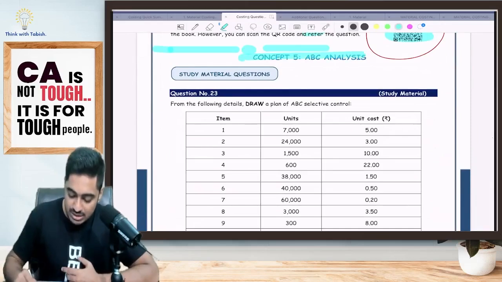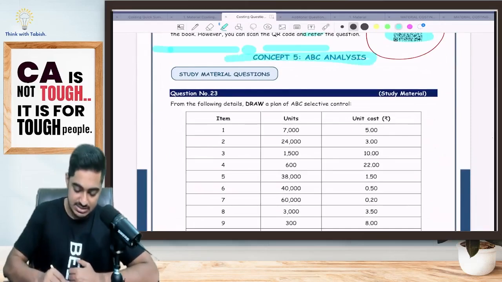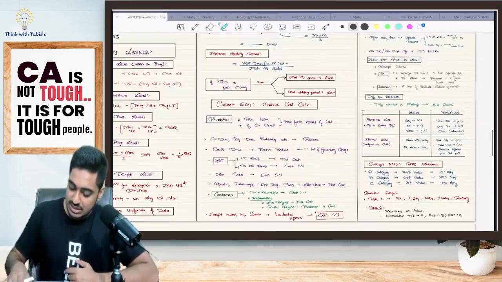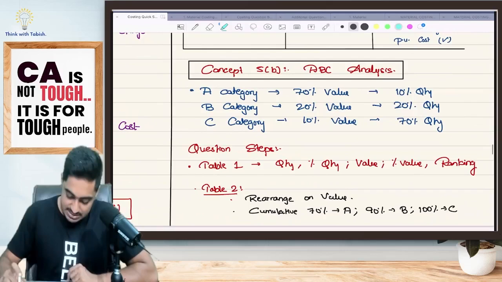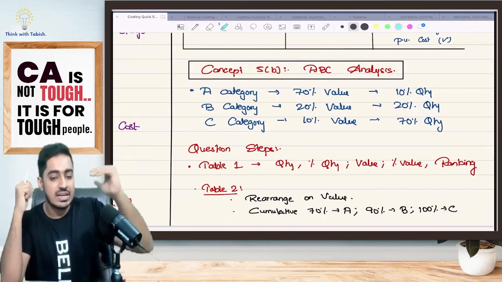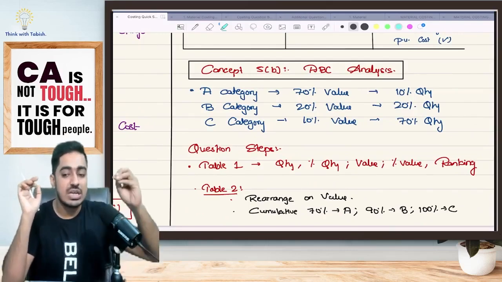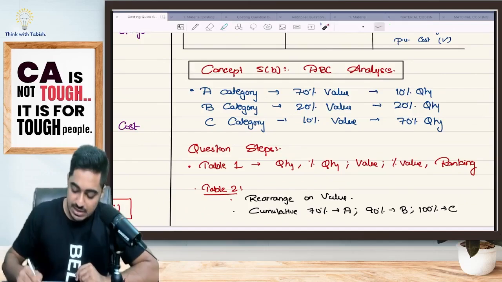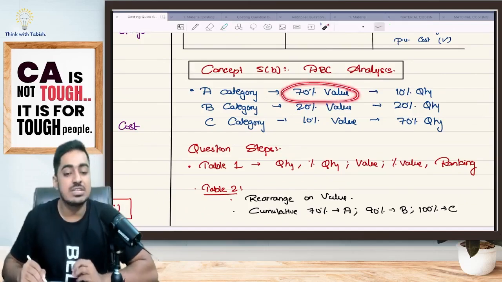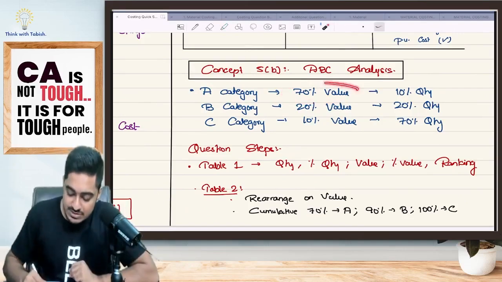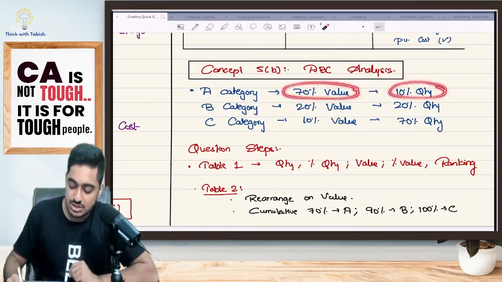Next, we are going to the next concept, which is ABC analysis. Let's quickly summarize the concept. Sir, there is nothing in this concept. ABC analysis tells that I will classify my items in stores into A category, B category, C category. What are A category items? Most valuable items. Roughly, they will constitute 70% of value. Value wise is very high, but quantity is very low. So they'll have 70% of value, but only 10% of quantity.